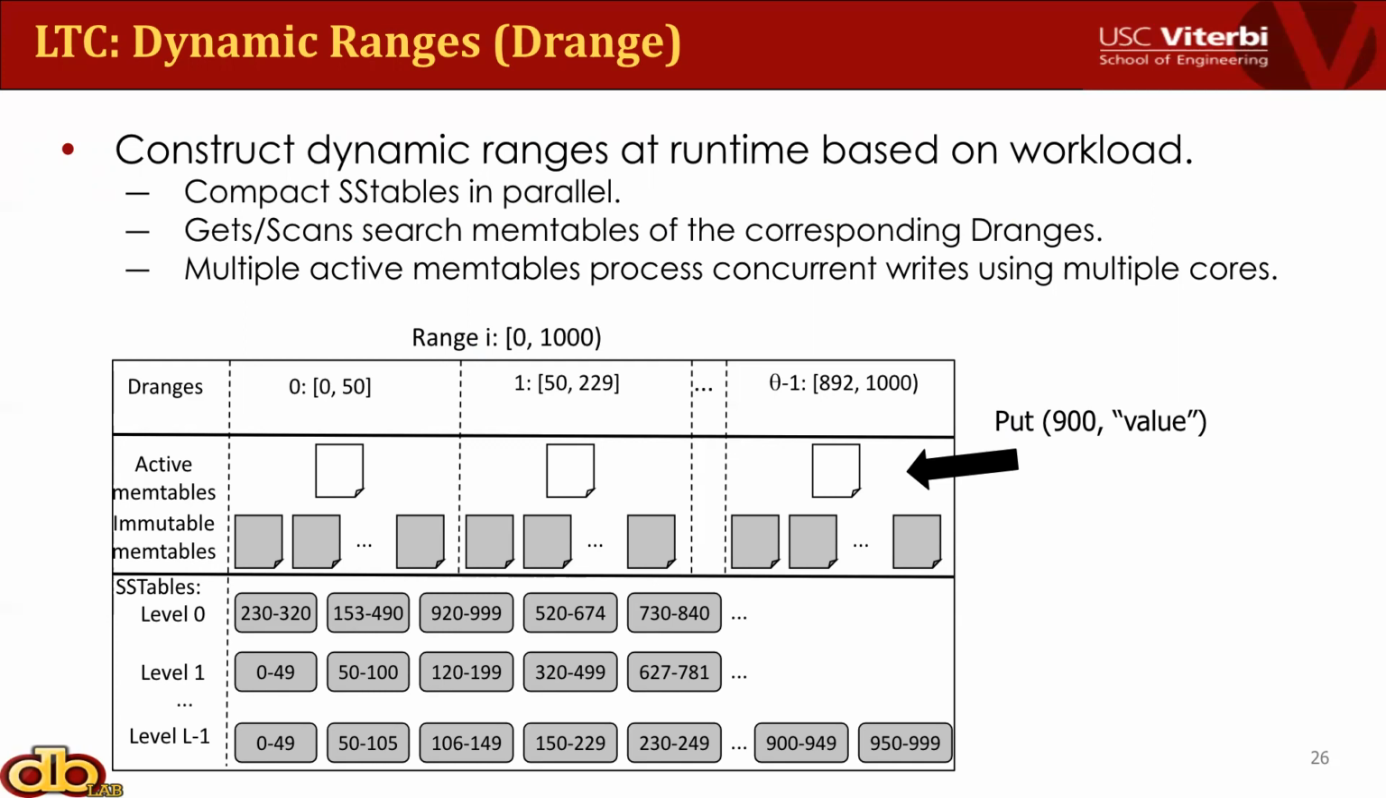As you can see in this figure, LTC constructs the D-ranges according to the write load. The first D-range from key 0 to 50 contains fewer keys since there are more frequent writes to keys within this range.